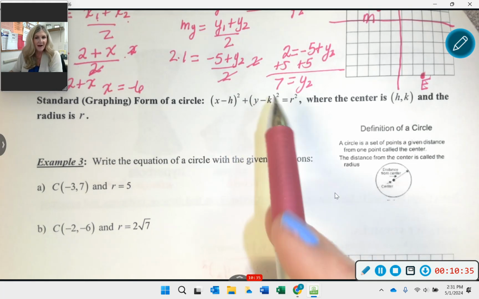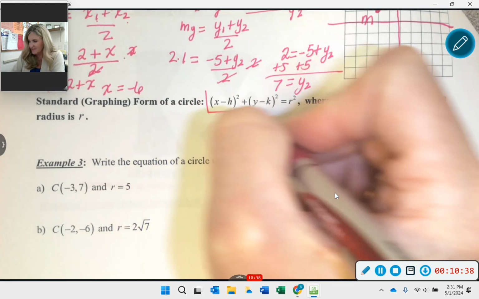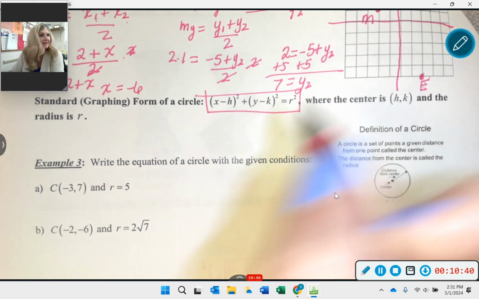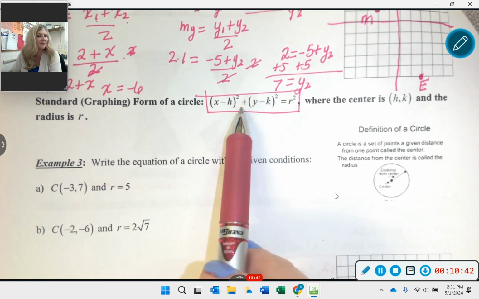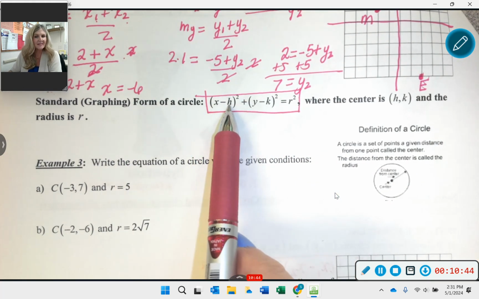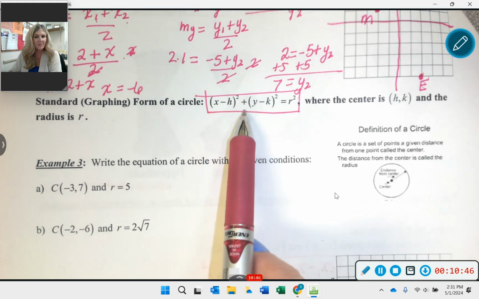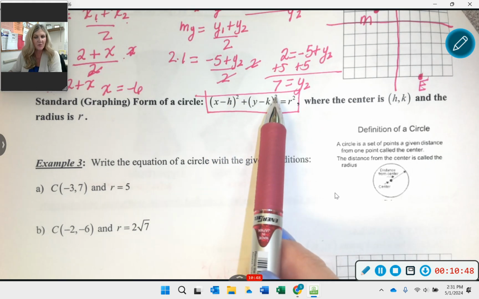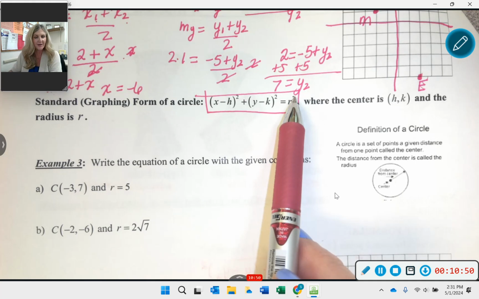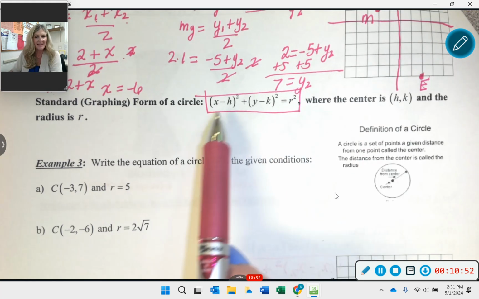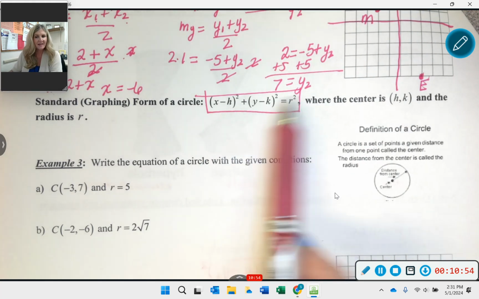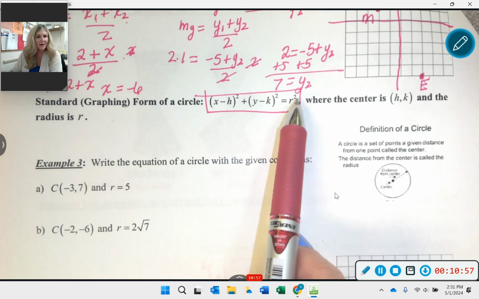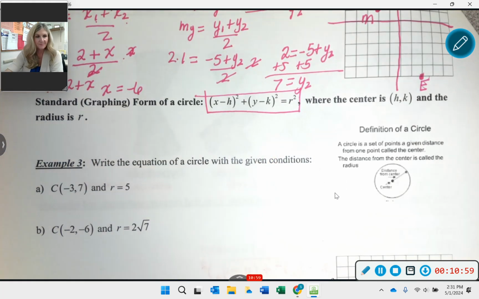Circles, standard graphing form is this. Did you guys see this last year in geometry? Basic form for a circle. X minus h, quantity squared, plus y minus k, quantity squared, equals r squared. The center is going to be (h, k), and the radius is going to be the square root of this number.